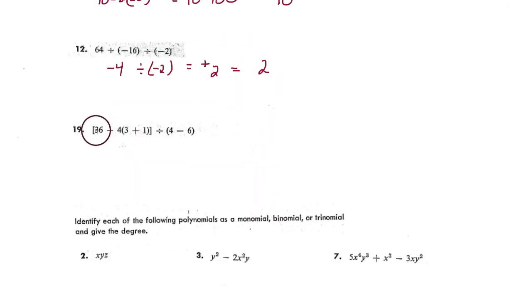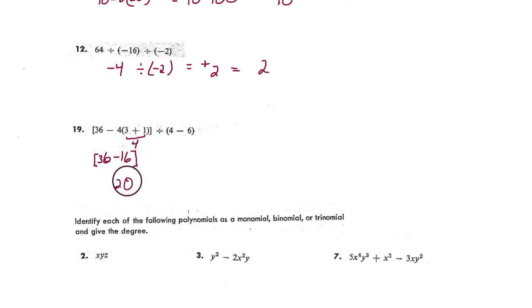Number 19, we have some brackets and some parentheses. You work from the innermost grouping symbols out. So the first thing to do is the 3 plus 1, making a 4. Then go 4 times 4, making 16. So in the brackets, we have 36 take away 16.